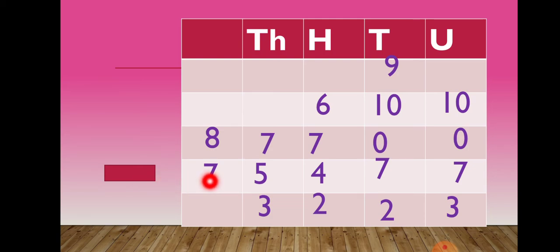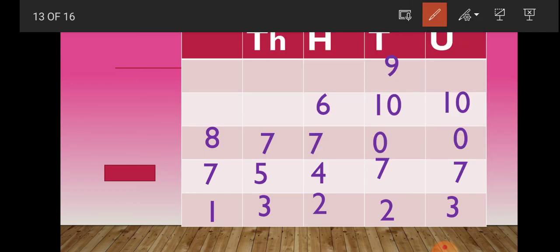Subtract 7 ten-thousands from 8 ten-thousands. Remainder 1 ten-thousand. All of you understood? When you subtract 75,477 from 87,700, how many remain? 13,223.